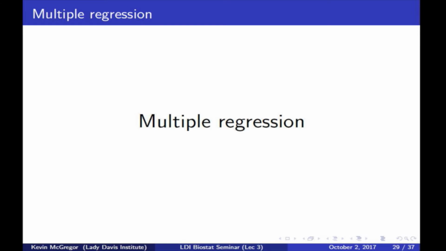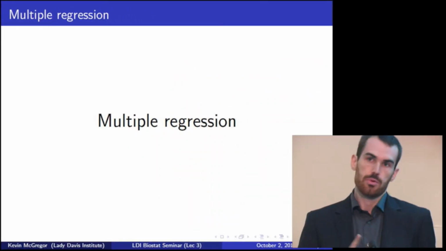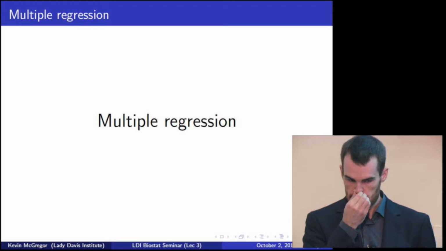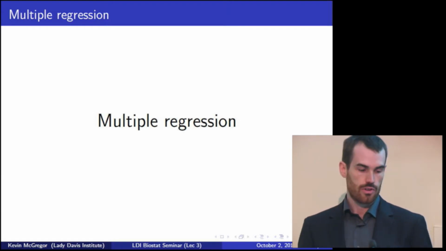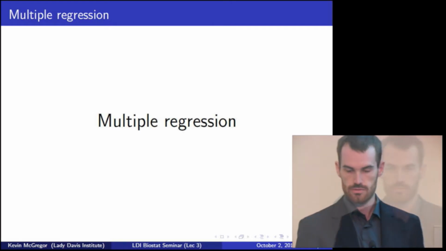All right, so that's simple linear regression. That's when we look at just two variables, one predictive variable and an outcome variable. So before I move on to multiple regression, do we have any questions about simple linear regression?